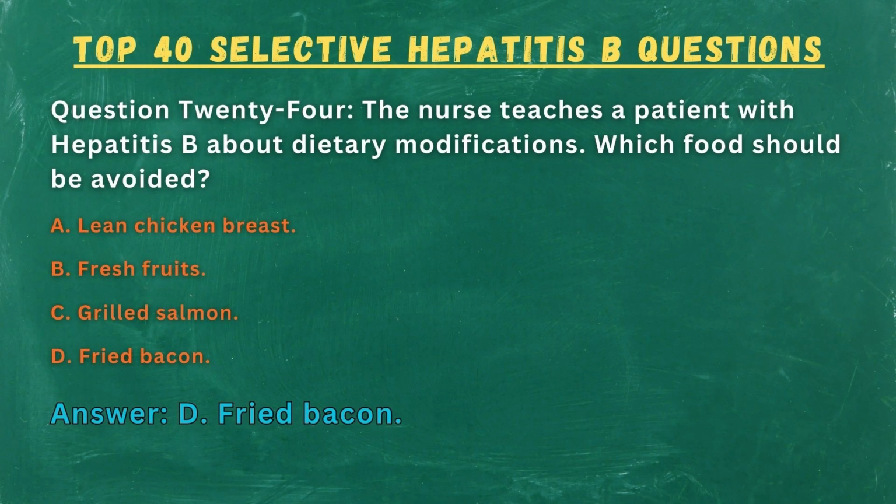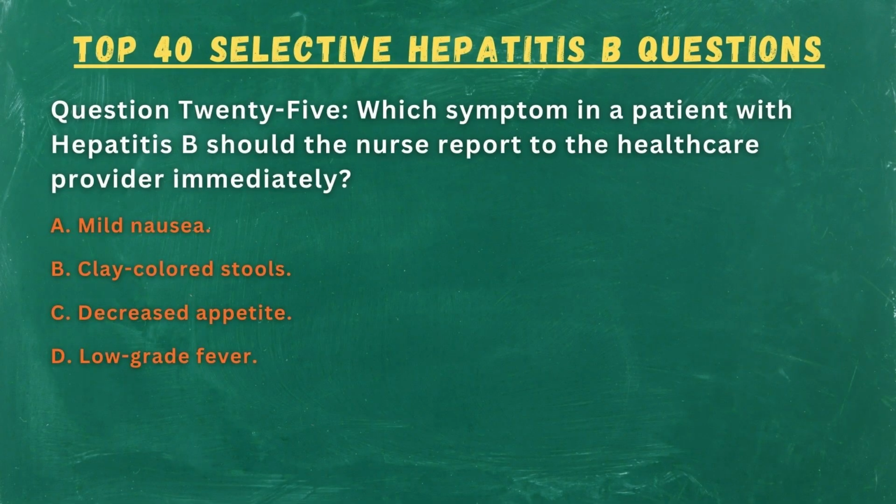Answer: D. Fried bacon. Question 25. Which symptom in a patient with hepatitis B should the nurse report to the healthcare provider immediately? A. Mild nausea. B. Clay-colored stools. C. Decreased appetite. D. Low-grade fever.